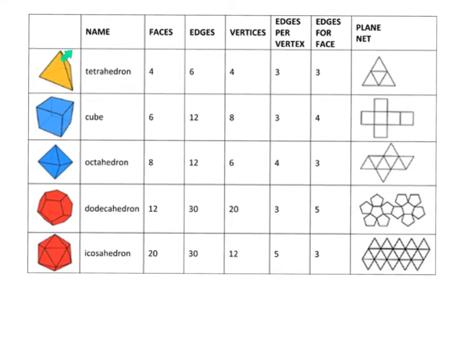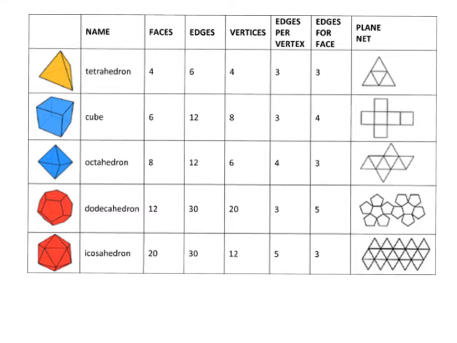So we've got the tetrahedron, which is also a triangular pyramid. We have the cube, where all the faces are squares. We have the octahedron, where all the faces are triangles. We have the dodecahedron, where all the faces are regular pentagons, and we have the icosahedron, where all the faces are triangles. So these are the Platonic solids.